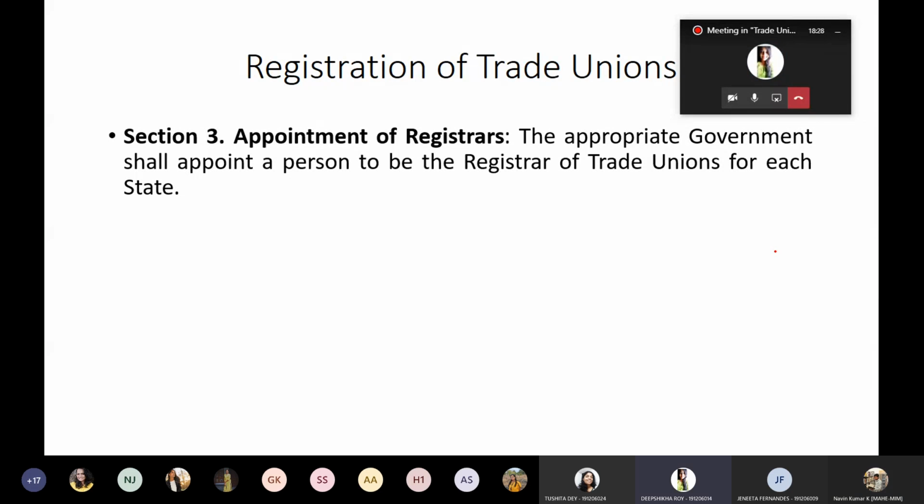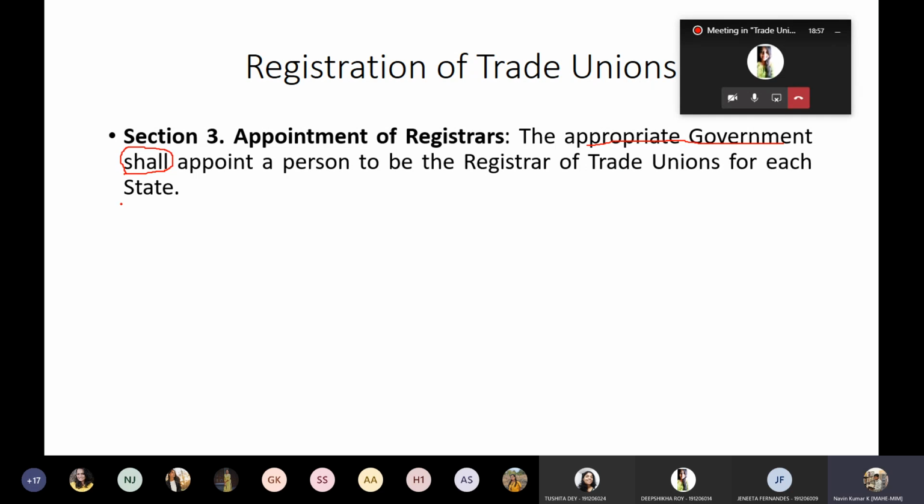Registration of trade unions. Section 3. Appointment of registrars. The appropriate government shall appoint a person to be the registrar of trade unions for each state. See, it is left to the appropriate government. Once again, we discussed about appropriate government. So either state government or the central government is the appropriate government. So state government shall appoint a registrar.